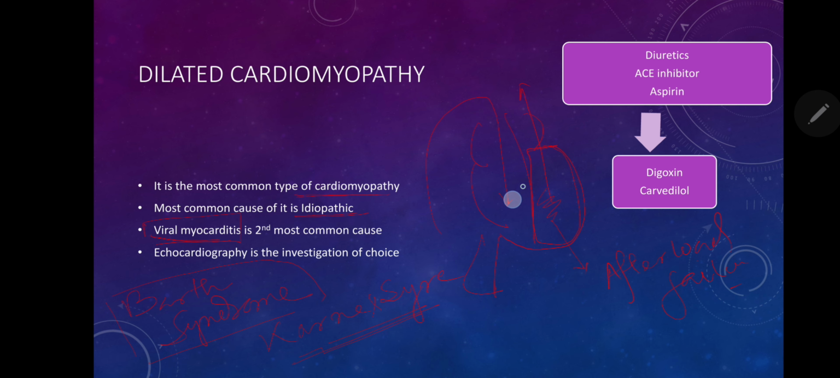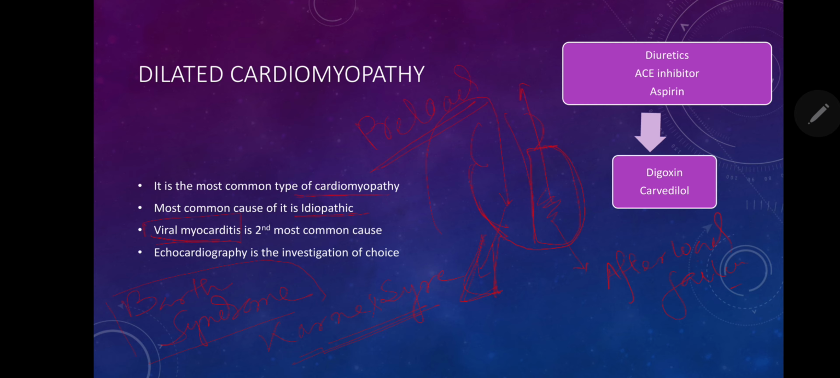And the blood which is coming from the body cannot enter the lung because there is a pressure increase in the lung, and that means there is right heart failure also. That means preload failure. So that is systolic and diastolic failure. That means preload failure and afterload failure are the main pathophysiology of dilated cardiomyopathy.